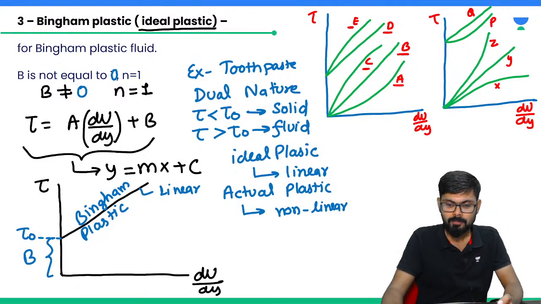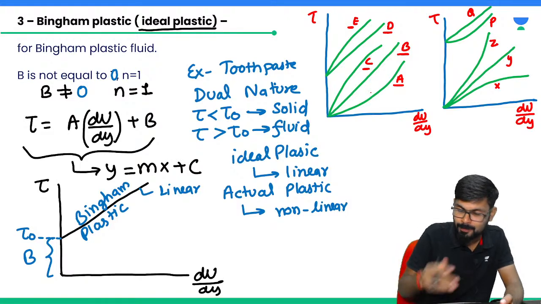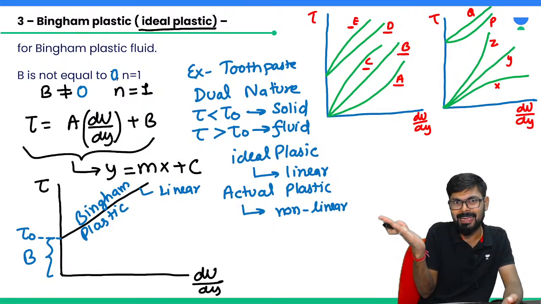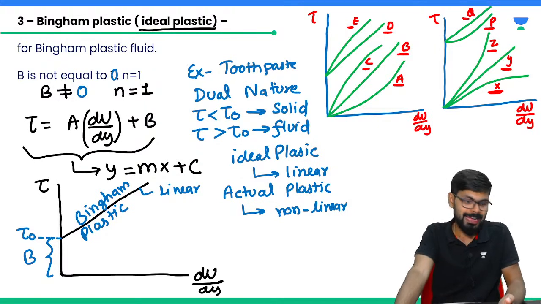Now X is what? Here you can say slope. Don't think that sir, here A is below the straight line, that's why it is dilatant. No, slope only you have to see. In X you can see that slope decreases, so it is a pseudoplastic. X is pseudoplastic, Y is Newtonian, Z is dilatant, Q is Bingham plastic, and P is what? Actual plastic.